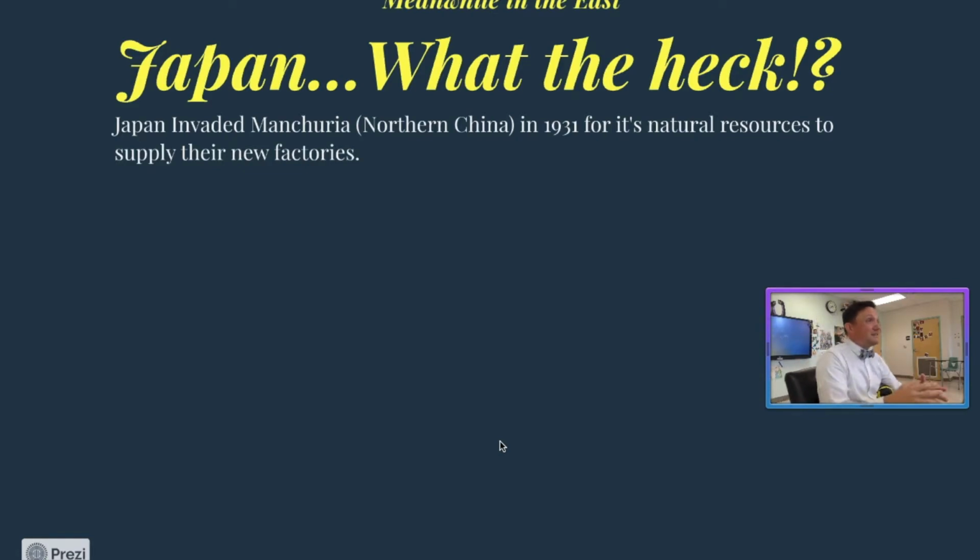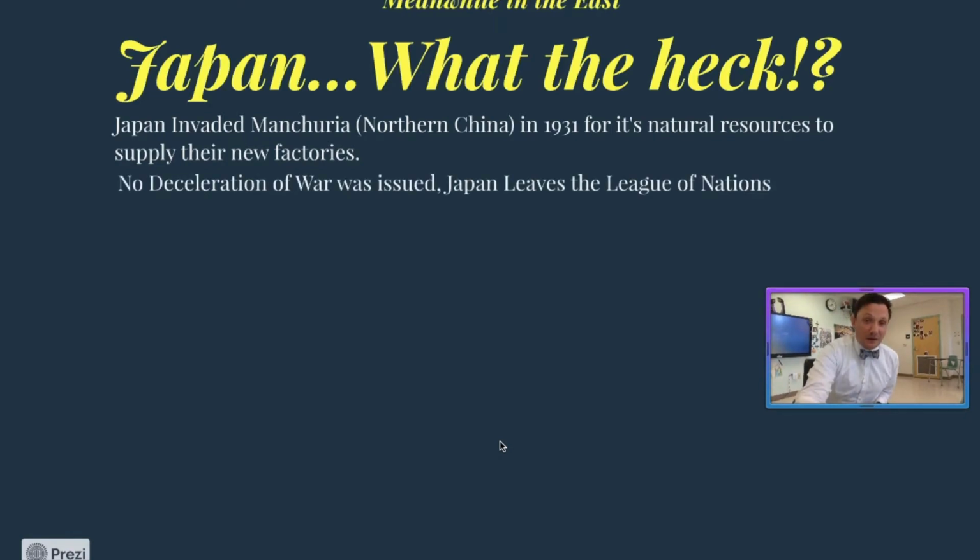Now, 1931, some of you are like, I thought Japan already had a stake in Manchuria due to the Russo-Japanese War. You're not completely wrong, okay? They did have a stake there, but they wanted direct ownership and control of it. They wanted to bring it into their empire, not just a sphere of influence, right? Just like they had already done with Korea. Now, there was no declaration of war issued whatsoever, and Japan just attacked.